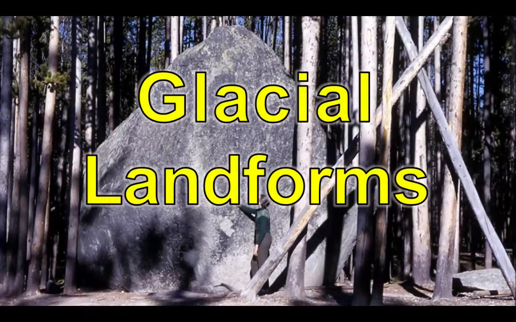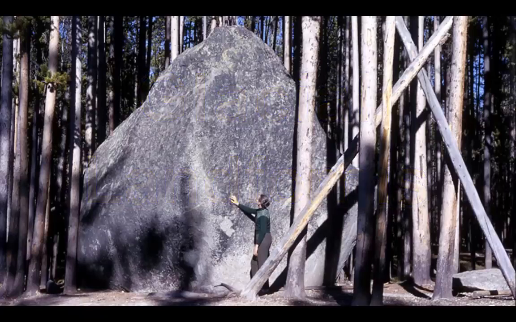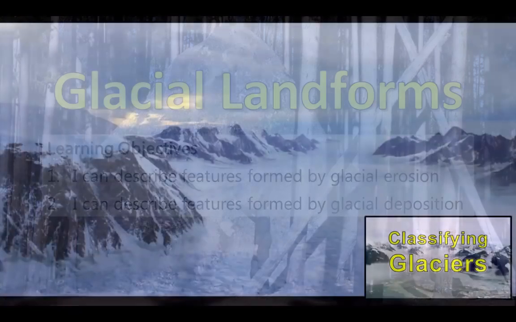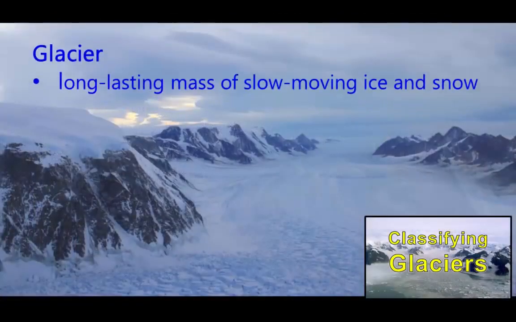So let's start with a question. How does this giant angular boulder end up jammed in among these pine trees in Yellowstone National Park? To find an answer, we need to learn about some of the characteristic landforms left behind as a result of glacial erosion and deposition. A glacier is a long-lasting mass of slow-moving ice and snow. See our Classifying Glaciers video for more about the different types of glaciers.